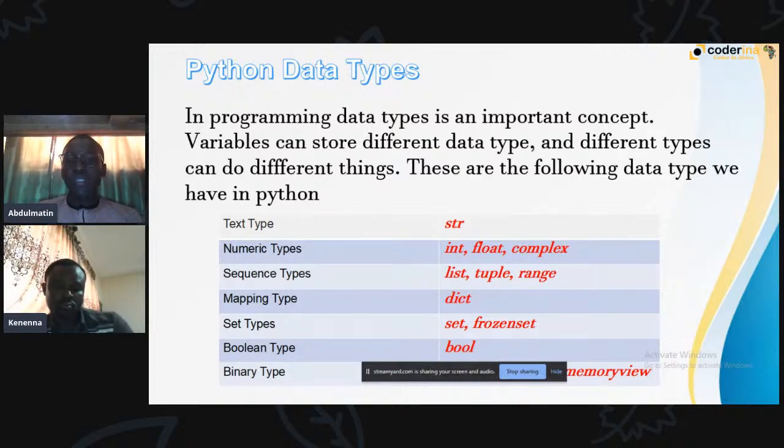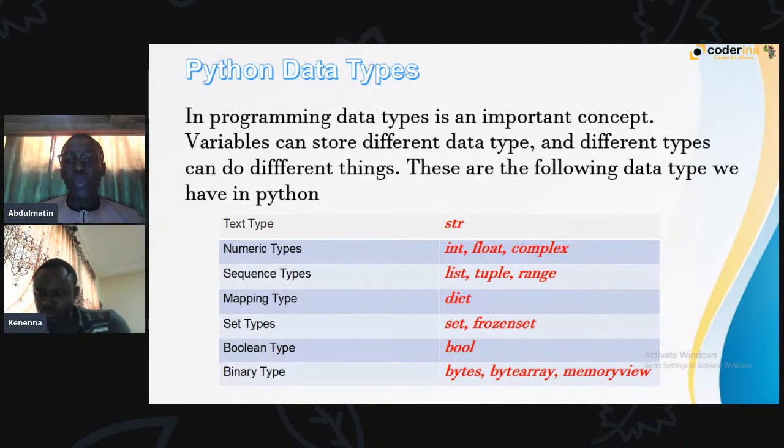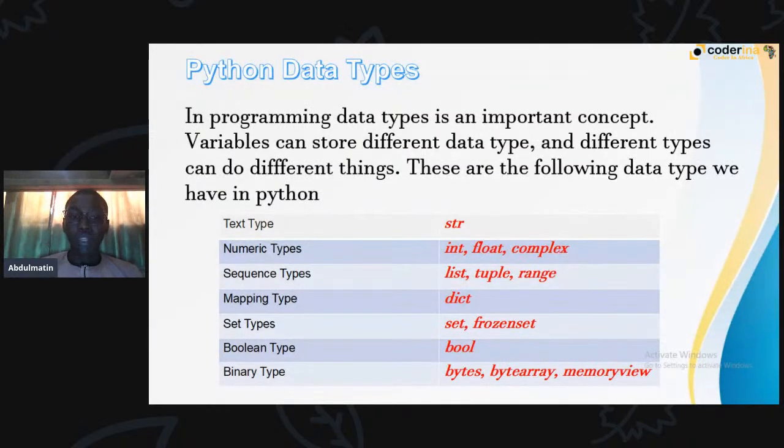Then we have the sequence data types, which are list, tuple, and range. We're going to see how to create lists, tuples, and range in Python. We have the mapping type, which is dict. We have the set types, which are set and frozenset. We have the boolean type, which is bool. A bool is either true or false. And then we have the binary types, which are bytes, bytearray, and memoryview. Those are the data types we are going to be working with in Python. If you have any question, you can write it in the chat so I can answer it. I'm going to continue from there.